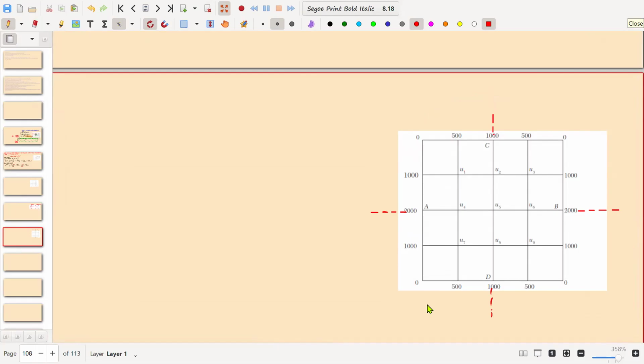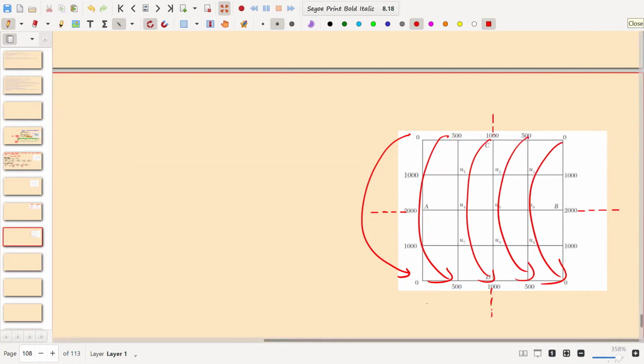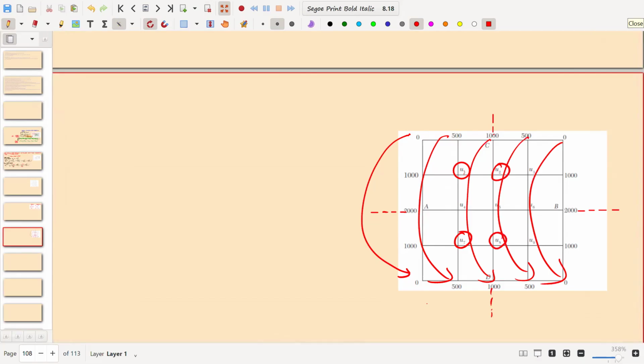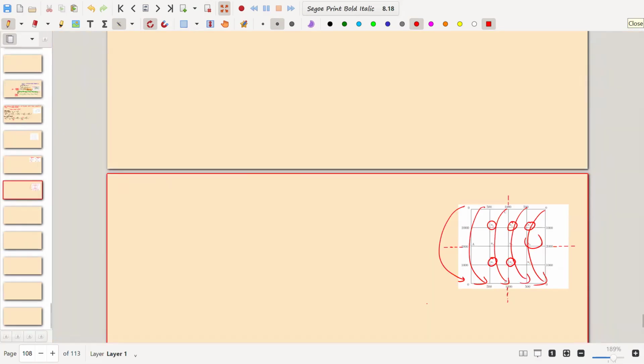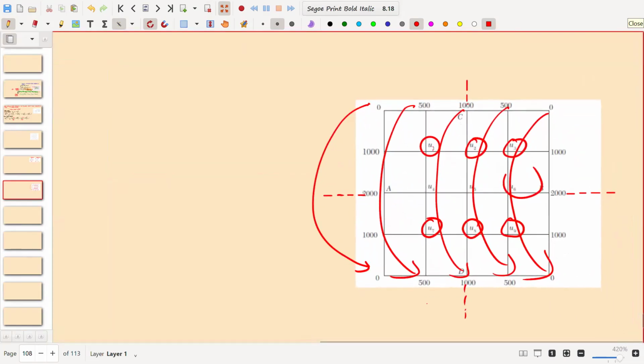Cannot hear. Anyway, so the idea is they are symmetric. If they are symmetric and these values match with these values, this value matches with these. Fine. Does it mean that U1 should also match with U7? Yes. U2 should match with U8. U3 should match with U9. Agree. Right.